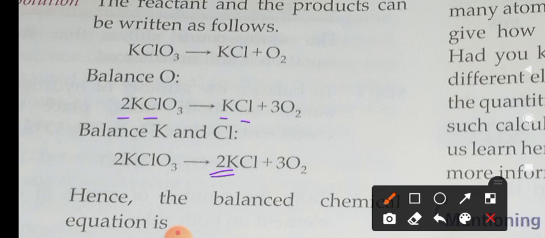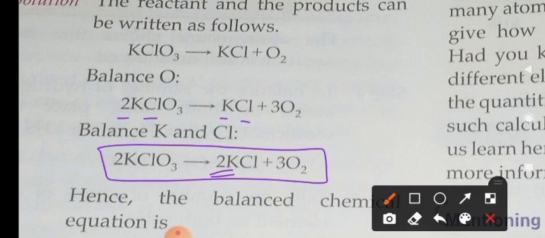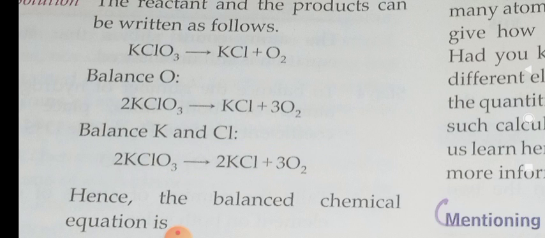Now check the number of atoms. 2 potassium, here also 2 potassium on the right side. 2 chlorine, here also 2 chlorine on the right side. 6 oxygen, here also 6 oxygen. So the equation is a balanced one.